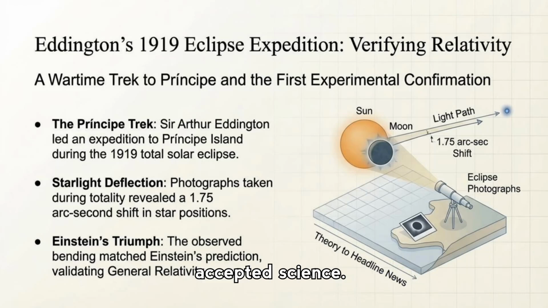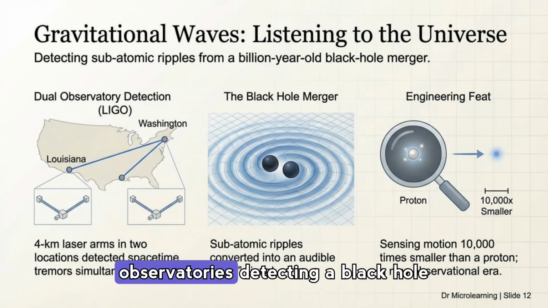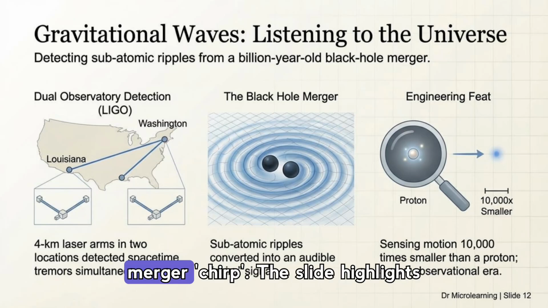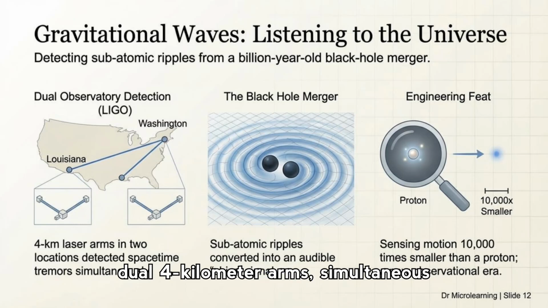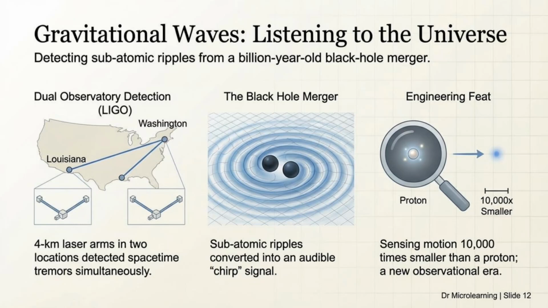Gravitational waves turned theoretical ripples into audible signals, with LIGO's twin observatories detecting a black hole merger chirp. The slide highlights dual 4-kilometer arms, simultaneous detections in Louisiana and Washington, and the astounding engineering that senses motion 10,000 times smaller than a proton, opening a new window on the universe.